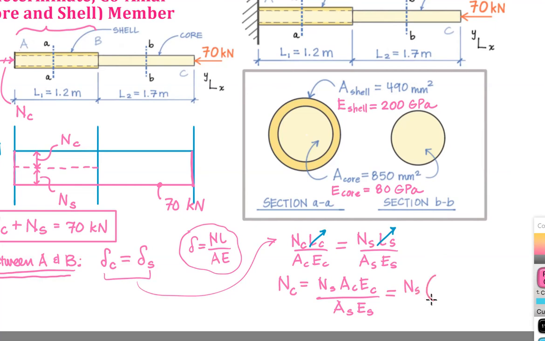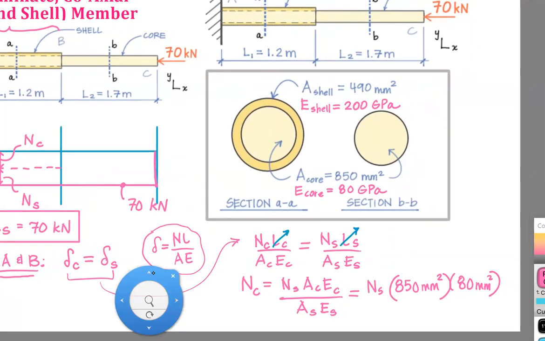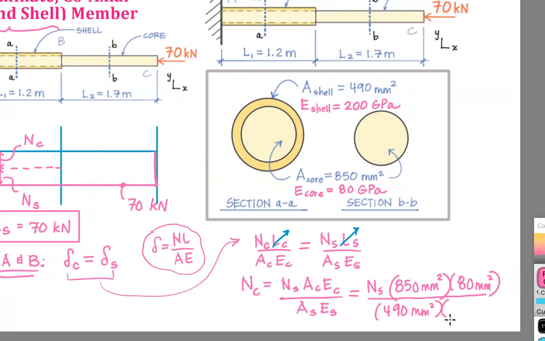And my area of the core that's given to me is 850 millimeters squared. My modulus of the core that is given is 80. In the denominator, my area of the shell that's given is 490 millimeters squared, and that material property, the modulus of elasticity of the shell element, that's 200 gigapascals. So I'm going to convert that into kilonewtons per millimeter squared.